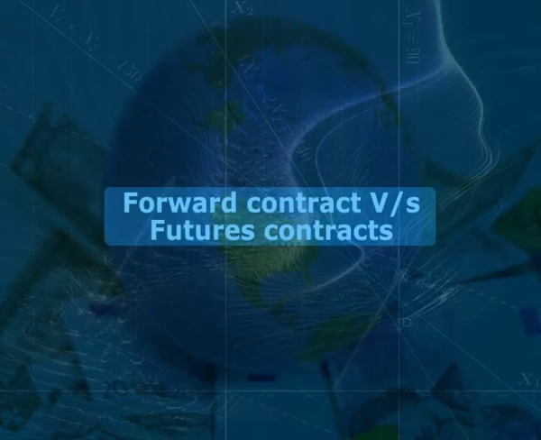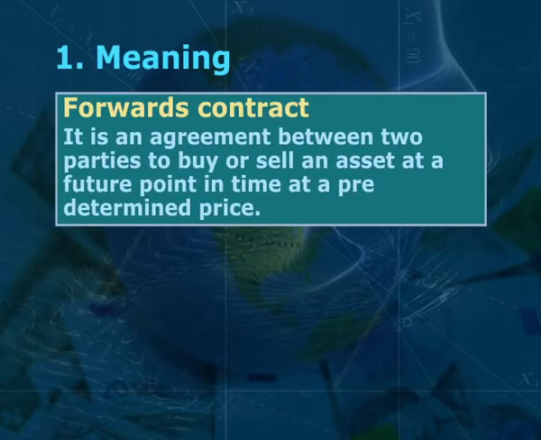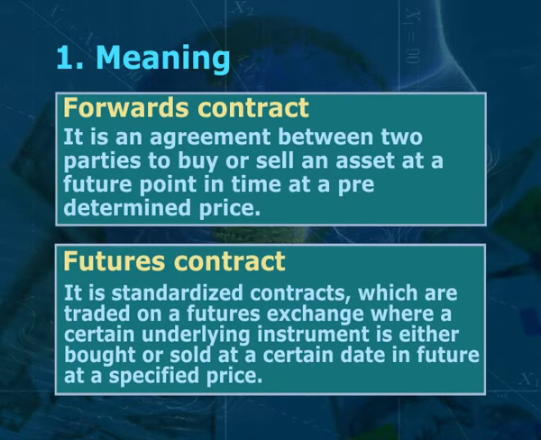Let us now talk about forward versus future contract. First, on the basis of meaning. A forward contract is an agreement between two parties to buy or sell an asset at a future point in time at a predetermined price, whereas futures contracts are standardized contracts which are traded on a futures exchange where a certain underlying instrument is either bought or sold at a certain date in future at a specified price.